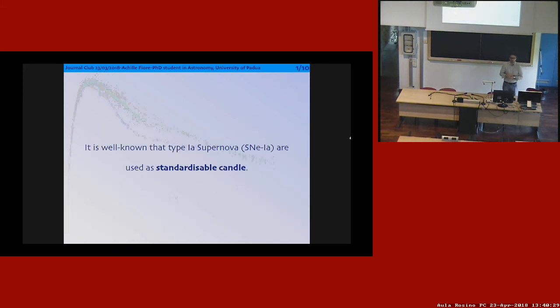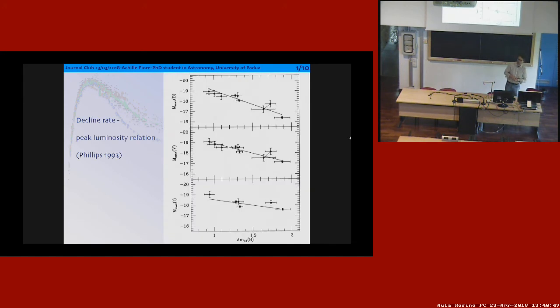As you surely know, type 1a supernovae can be used as, say, standardizable candles, in the sense that they are not actually standard candles, as in cosmology, but their luminosity can be standardized by means of an empirical relation. This relation here, the decline rate peak luminosity relation of Phillips 1993, in order to retrieve distances in cosmology.